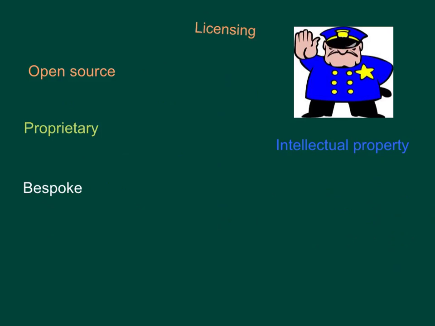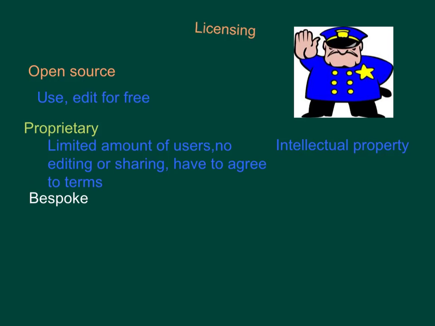A software license is a set of rules on how the software can be used. The licensing agreement will normally indicate that it is illegal to make and sell or distribute multiple copies of the same software. The exact rule depends on the particular software that's been considered. Open source licenses allow you to use and edit the software for free. Proprietary software is limited to the amount of users that can use it. If you get a 50 site license, then obviously 50 people or 50 computers can use it at the same time. You're not allowed to edit or share it, and you have to agree to the terms before you actually use it.